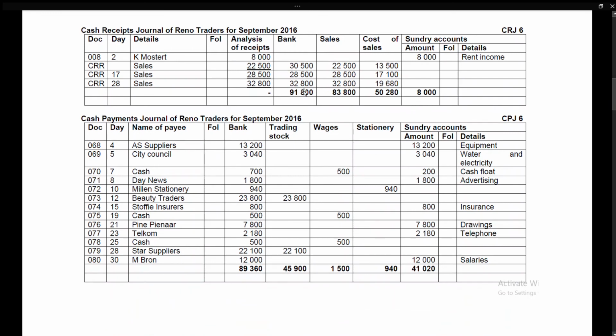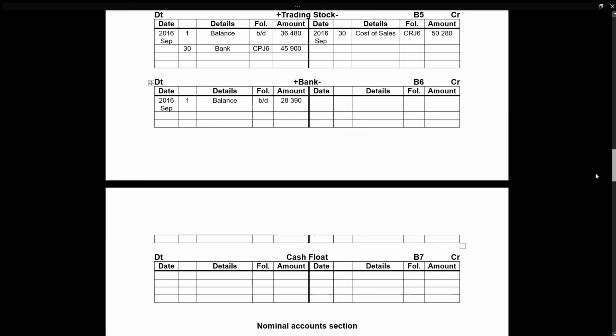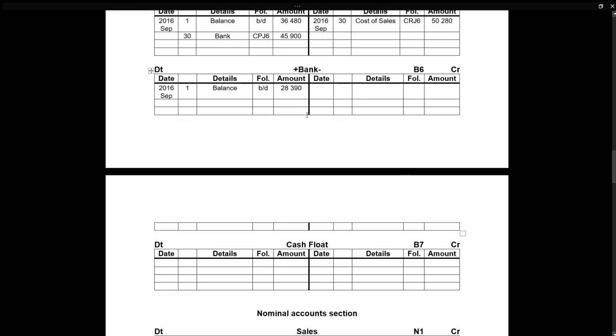Right, so then I would have spent money and I would have received money. I received a total amount of 91,800 and I spent a total of 89,360 Rand. Made a small profit this month, but nonetheless it is a profit. Right, so I received 91,800 Rand. I got this information from my cash receipt journal number 6. My details will be total receipts. Total receipts, this is a total of a column, therefore 30th.